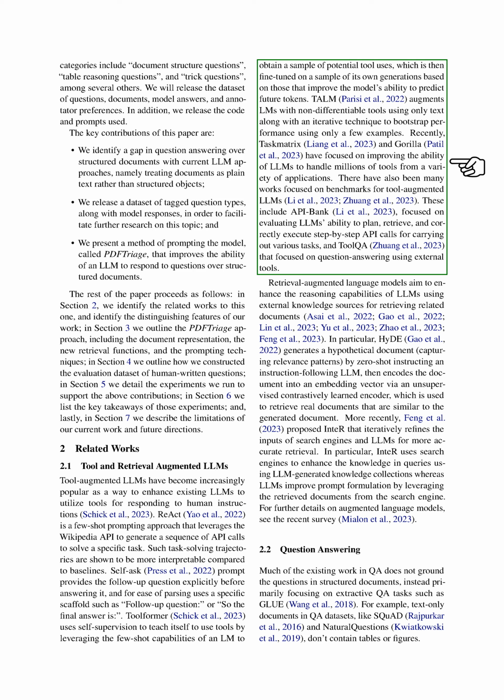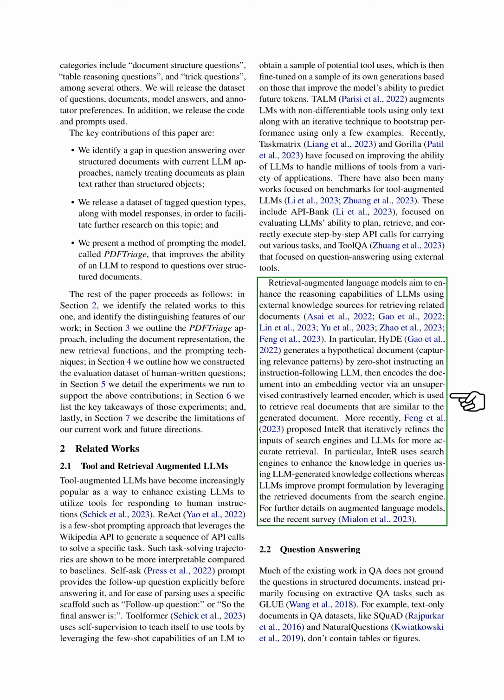Retrieval augmented language models aim to enhance the reasoning capabilities of LLMs using external knowledge sources for retrieving related documents. For example, HyDE generates a hypothetical document by instructing an LLM, then encodes the document into an embedding vector, which is used to retrieve real documents that are similar to the generated document. More recently, InteR has been proposed, which iteratively refines the inputs of search engines and LLMs for more accurate retrieval. For more details on augmented language models, see the recent survey.